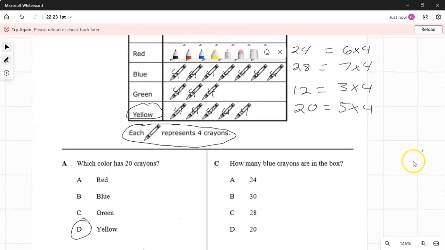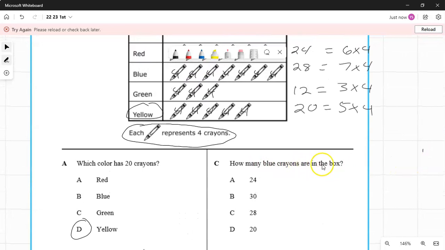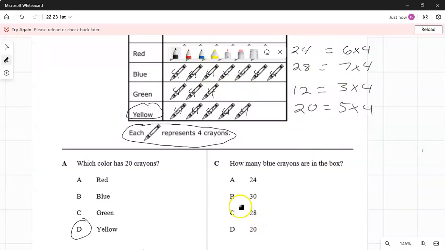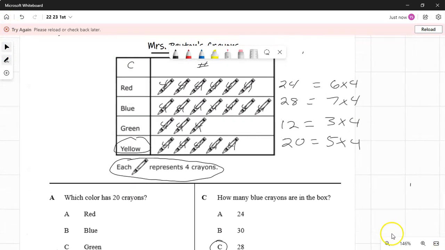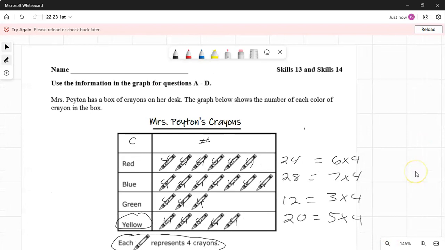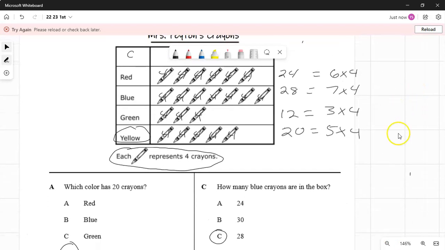And it says, how many blue crayons are in the box? So we go to blue. That looks like 28 blue crayons. So that would be answer choice C. And then we'll look at the next problem. And this is, by the way, skills 14 that we're working on.